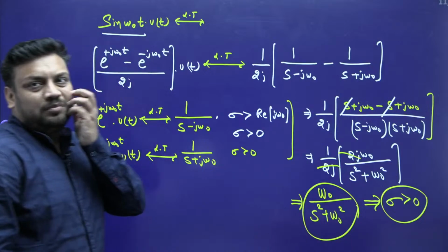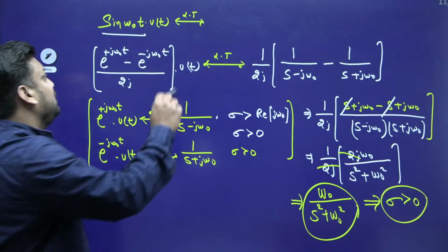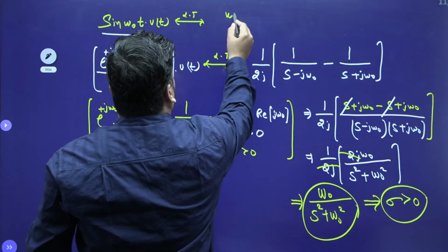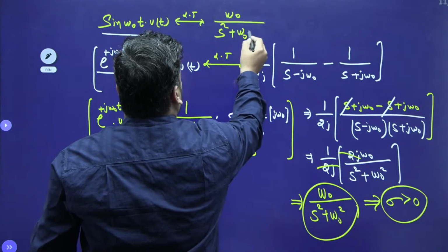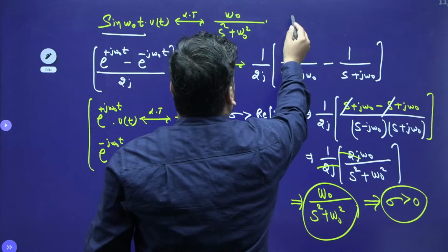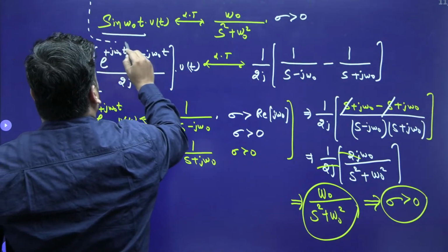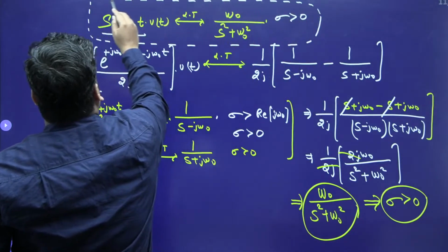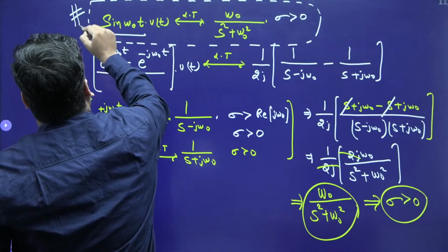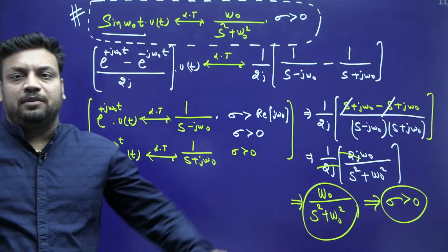Yes or no, children? Is the Laplace transform of sin omega 0 t u(t) clear to you? So the Laplace transform of sin omega 0 t u(t) is nothing but omega 0 upon s square plus omega 0 square, and the ROC is sigma greater than 0. Is this crystal clear, children? Just let me know, is it clear?